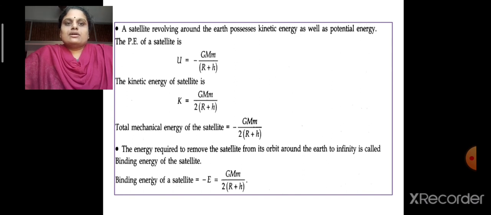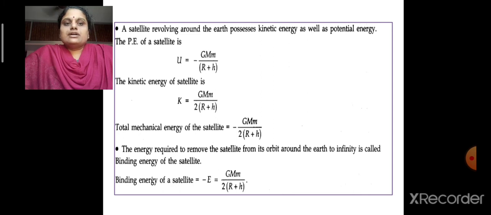Here the satellite is taken to be at a height h above the surface of the Earth. So in the previous equation, replacing small r by capital R plus h, we get potential energy U equals minus GMm by (R plus h). Kinetic energy K equals GMm divided by 2 into (R plus h), and total energy equals minus GMm divided by 2 into (R plus h).